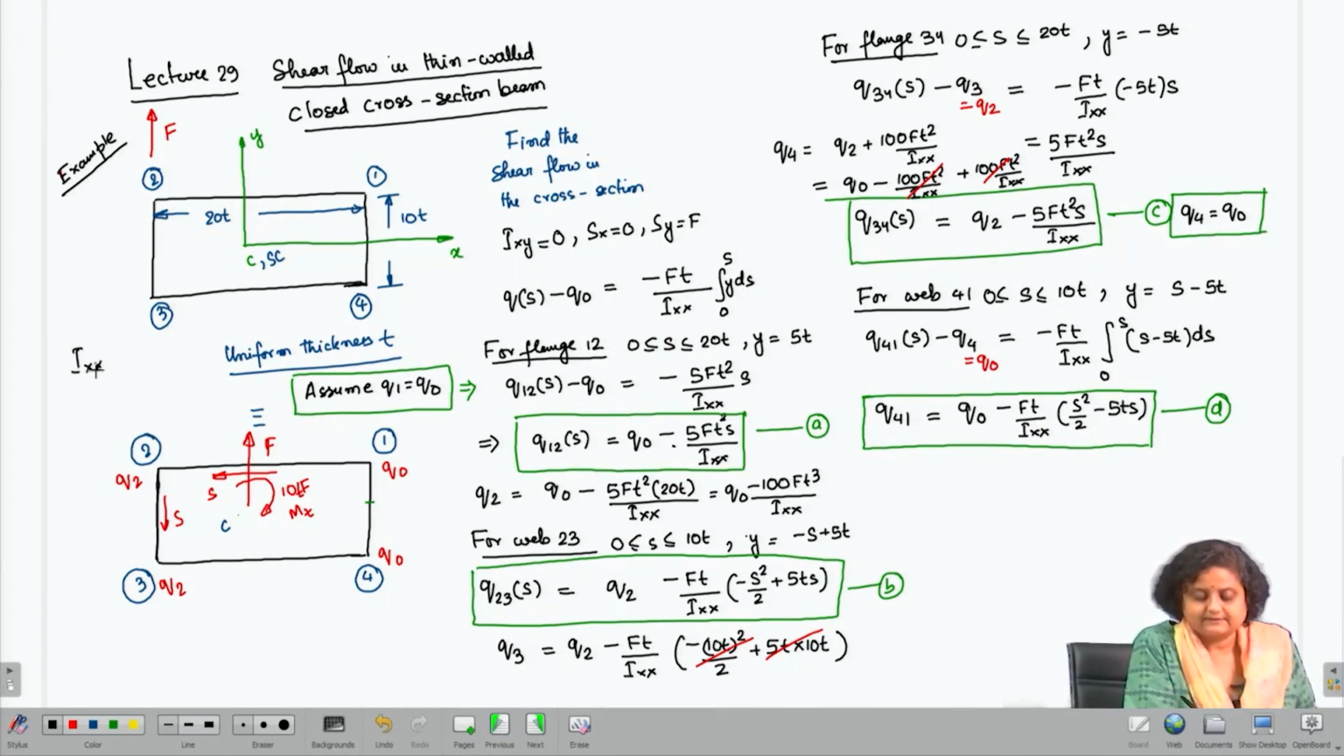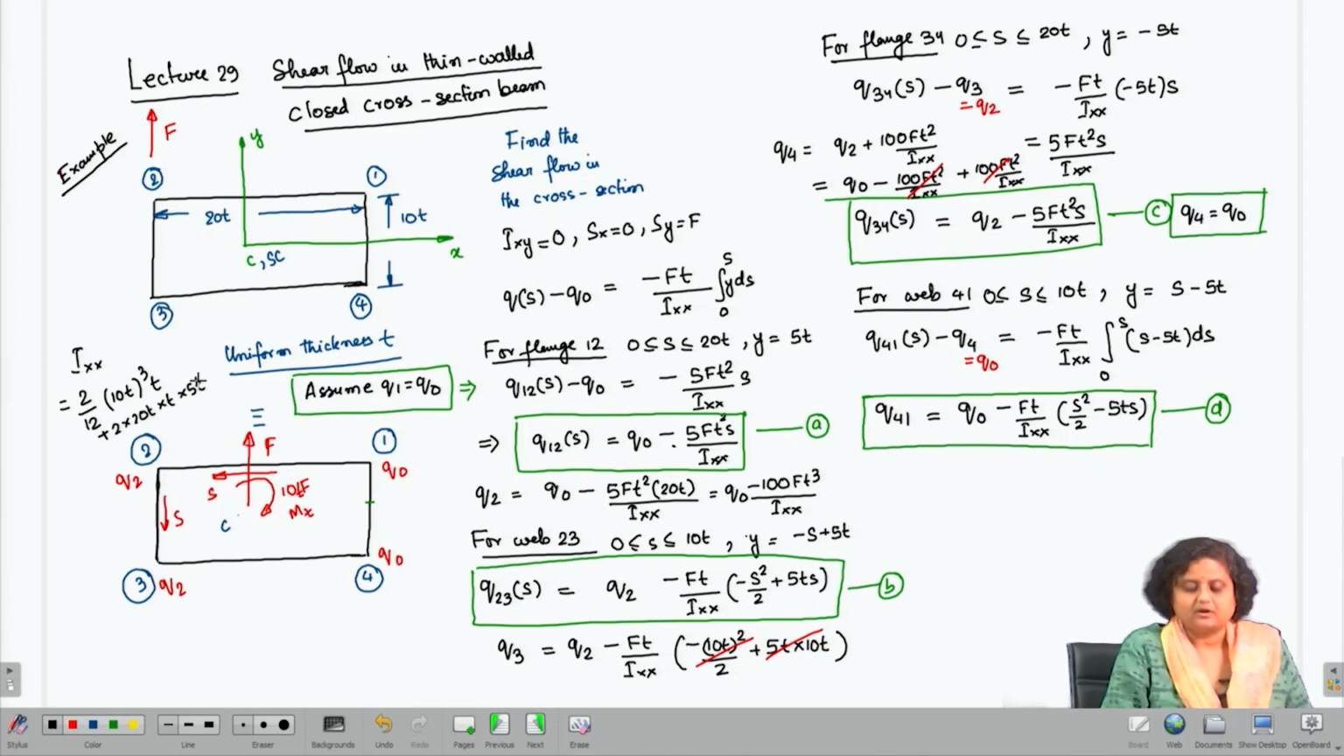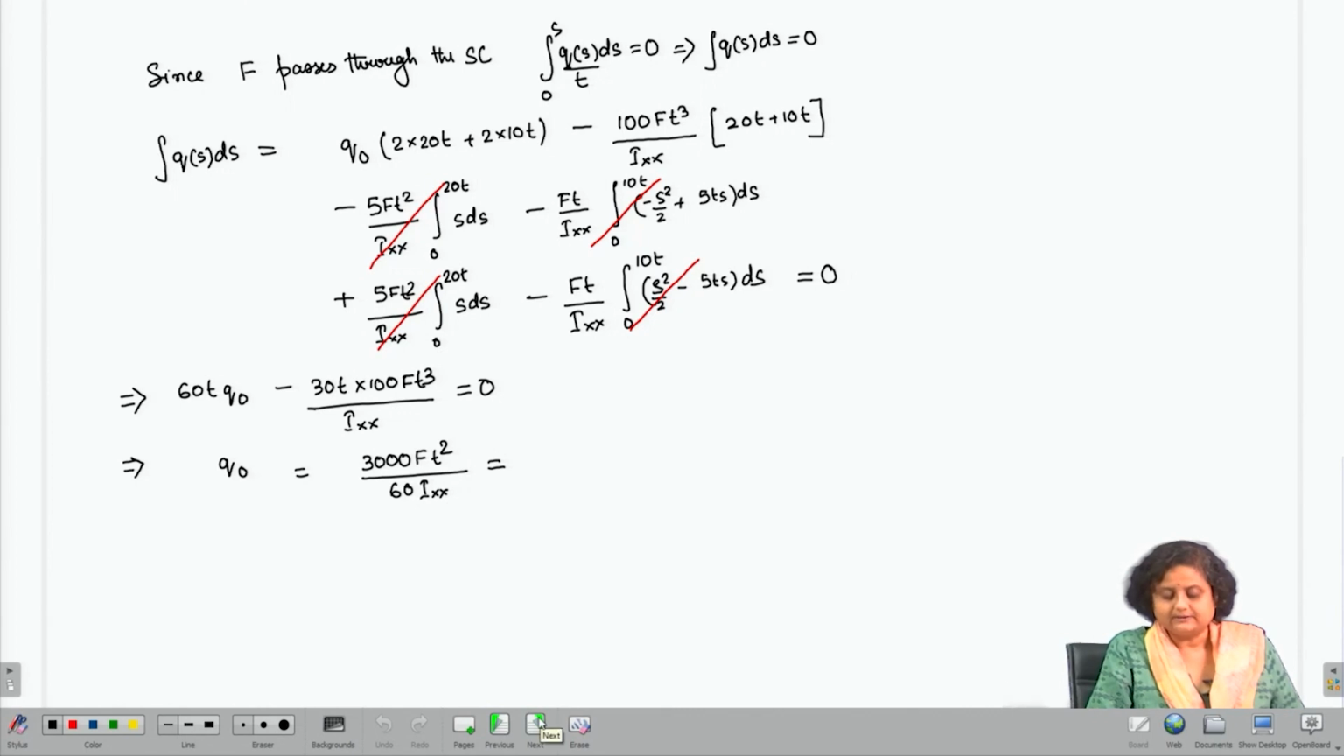Ixx is going to be 2 by 12 into 10 t whole cube into t, plus 2 into 20 t into t into 5 t. So, we can always evaluate Ixx, and therefore, this can be written as 50 F t square by Ixx.